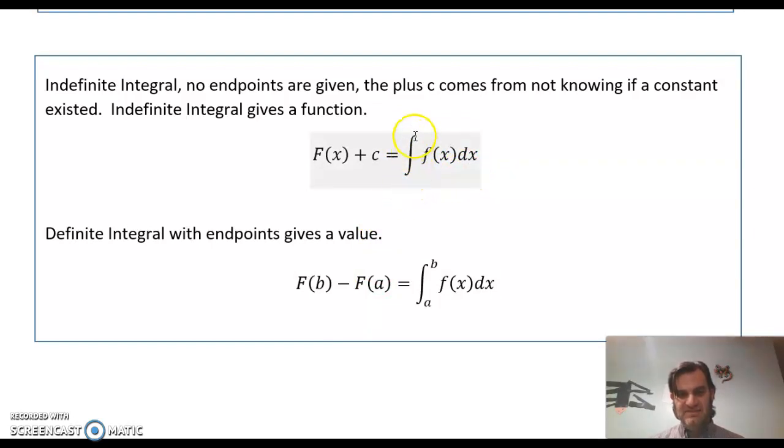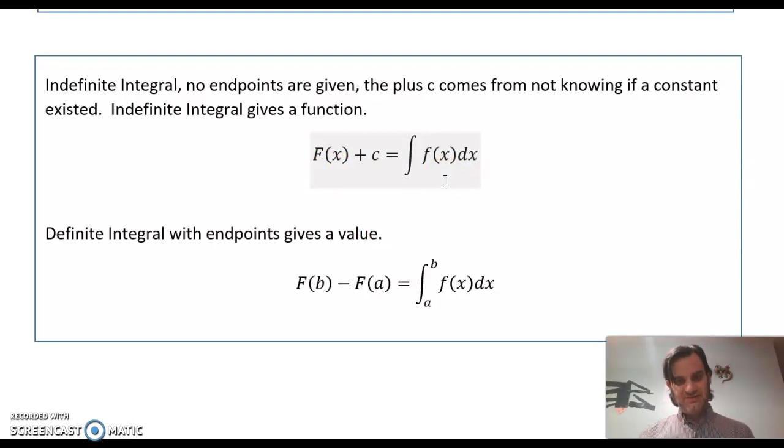You don't see any endpoints here. So lowercase f is the function we're starting with. We're taking the antiderivative, the integral, so we'll call that function big F. So basically if we took the derivative of capital F, it would give us lowercase f.